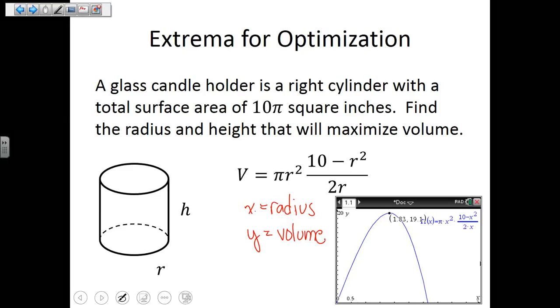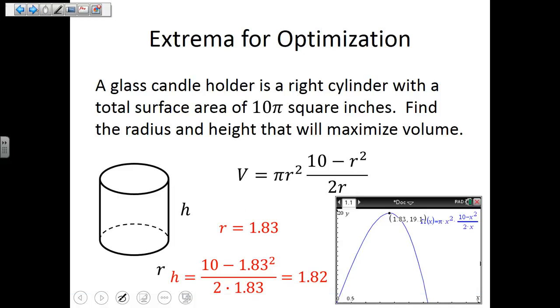I'm halfway there. I've got my radius. Now how do I get my height? Well, I plug it back into that h equals. So I plug my 1.83 in for my r in that equation that I made that said h equals (10 minus r squared) over 2r. And I find out that my height is 1.82.